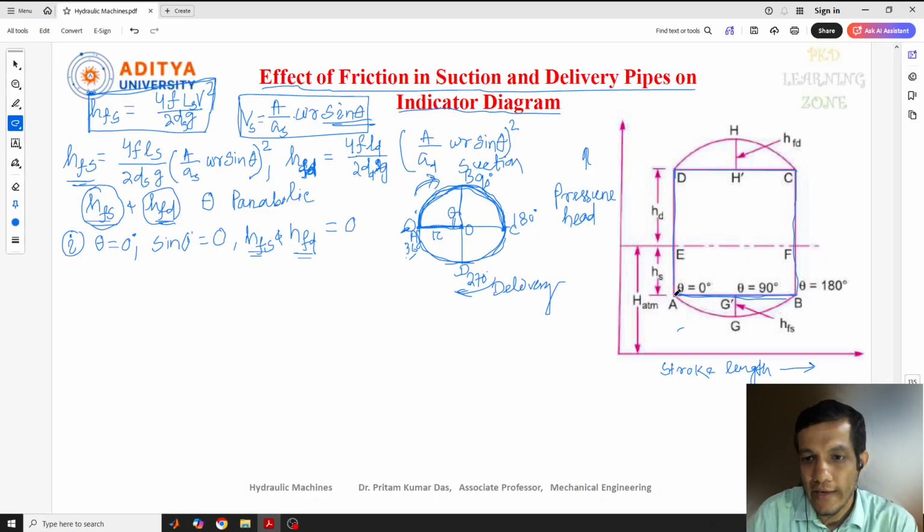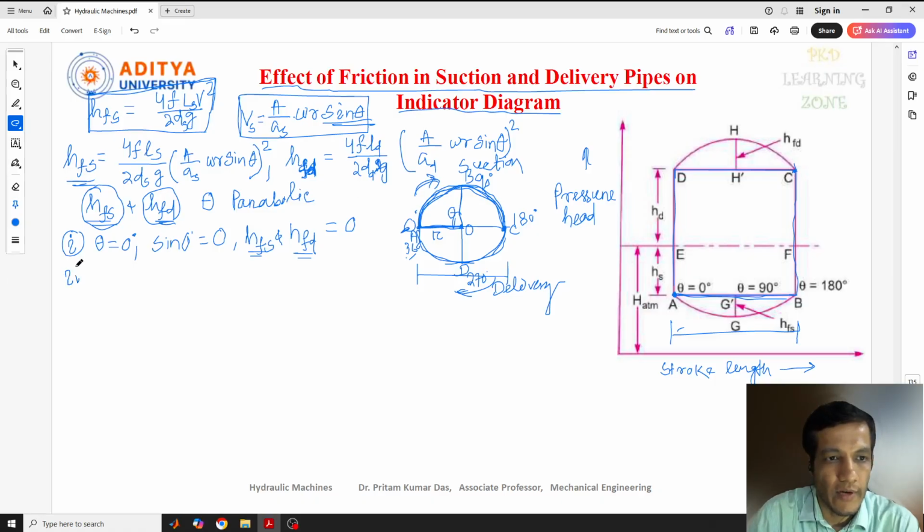Now at the A point, the starting point, if you consider this as our total stroke length, at this point theta equals 0. So the A point we can mark here as the starting point 0. Again, for the HFD point, if I start from here, this is also 0. You will start from 0. Now the second point I'll consider is at the middle of the suction and delivery strokes.